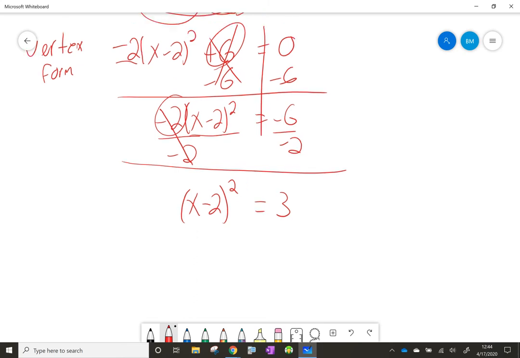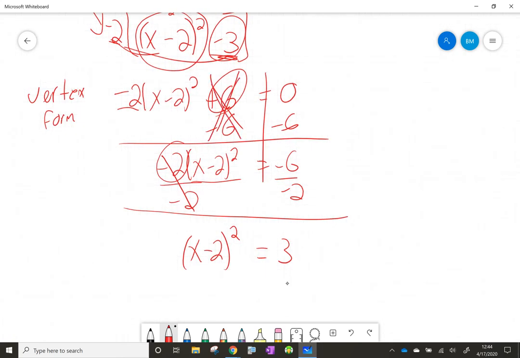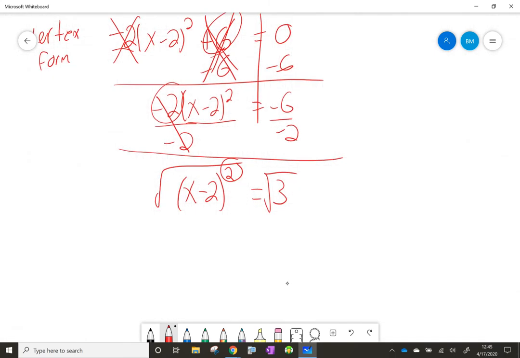First, keep in mind, we've gotten rid of the 6. Last step, we got rid of the negative 2 on the outside. So now we're going to get rid of the square. The opposite of squaring something is to square root something. So we're going to square root both sides. That's going to cancel out the square and just leave us x minus 2. But the square root of 3 isn't a perfect square, which is why I was a little confused for a minute.